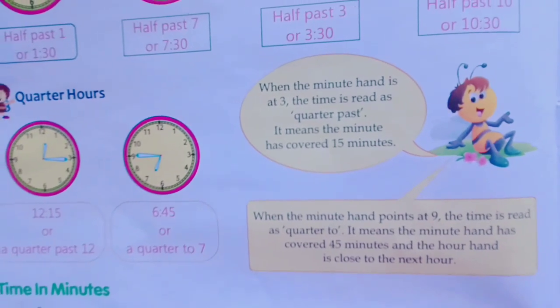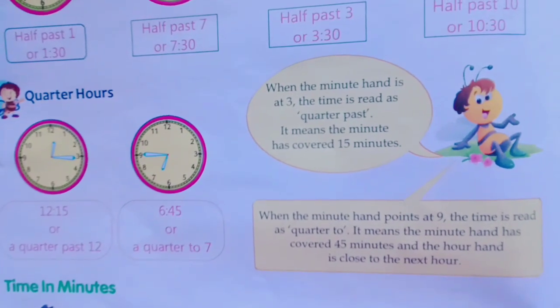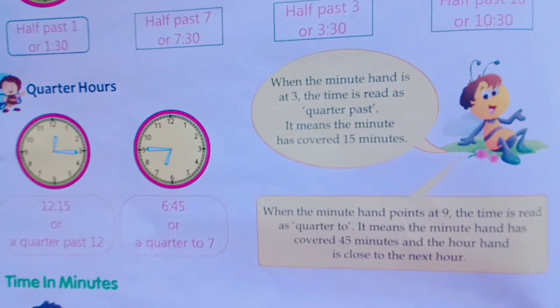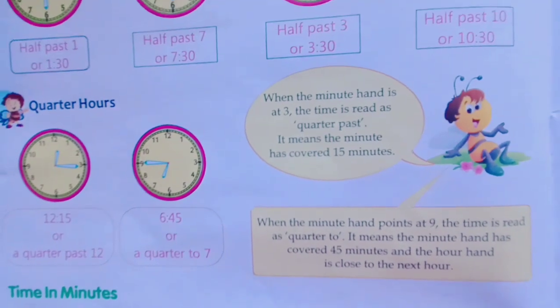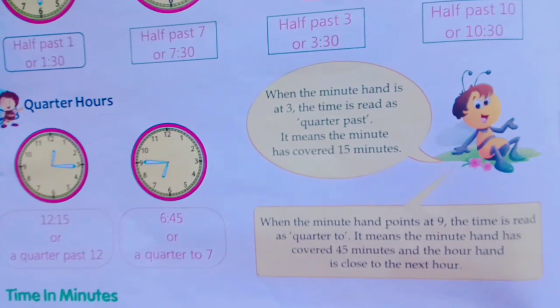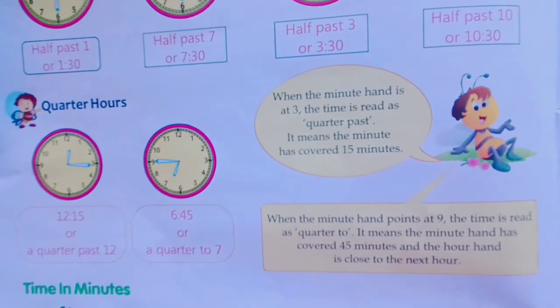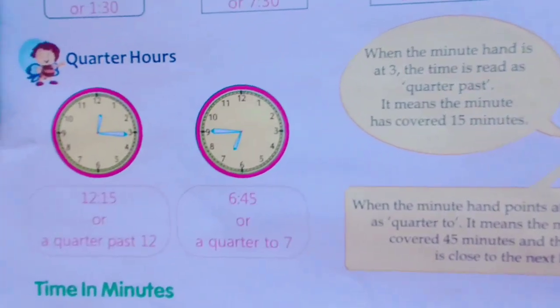Children, keep in your mind, once more I am repeating. When the minute hand is at 3, the time is read as quarter past. It means 15 minutes past. Okay. And when the minute hand is at 9, it is quarter to, which means 45 minutes have been covered. Did you understand? Don't make a mistake. So here we will see the example.